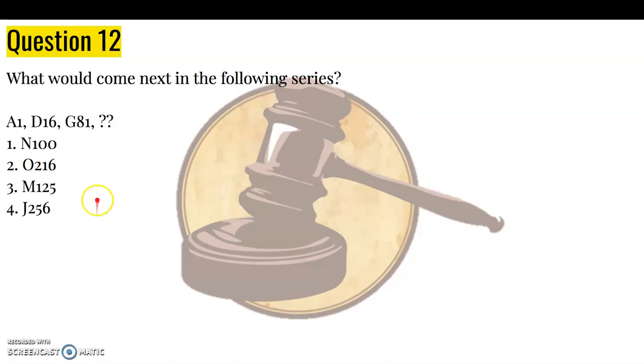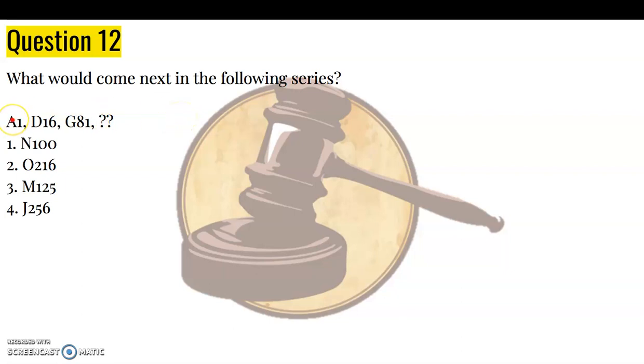So this is not just an alphabetical series, but it has a numeric element to it as well, so we call them alphanumeric series. Although this can be done easily with the help of the options, so let's see how to do it. So here we have A, then D, then G. So what would come next?